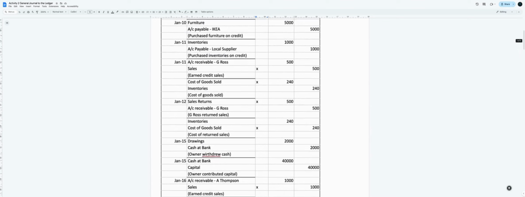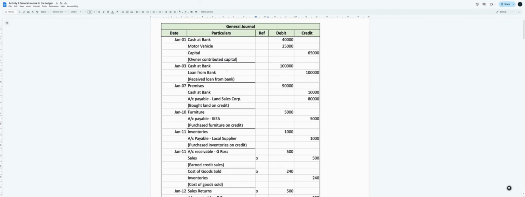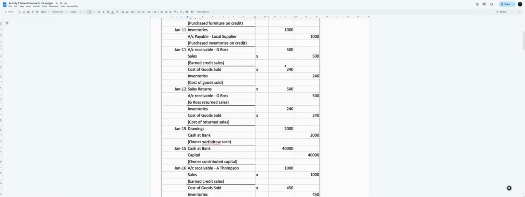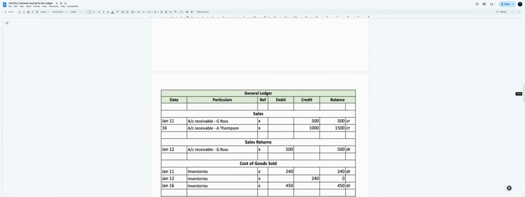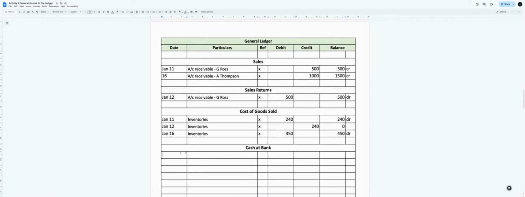This is going to be quite a large one, so let's go through with this. Cash at Bank appears on the first day, January 1, for $40,000 debit. So on January 1, $40,000 debit. What do I write in the particulars?